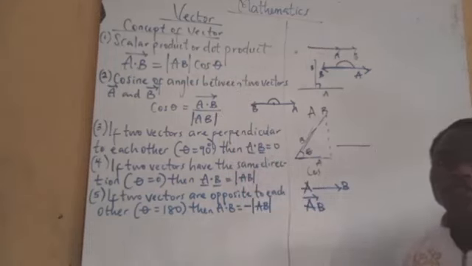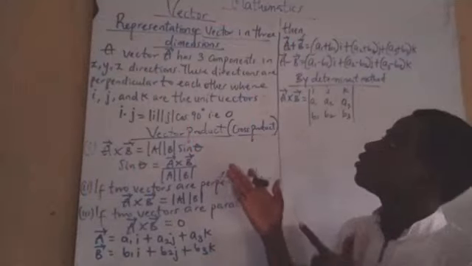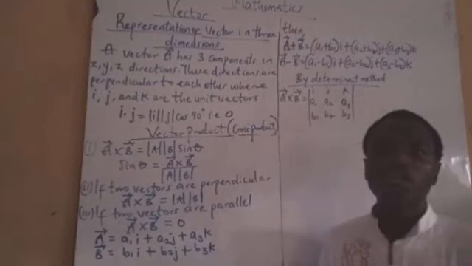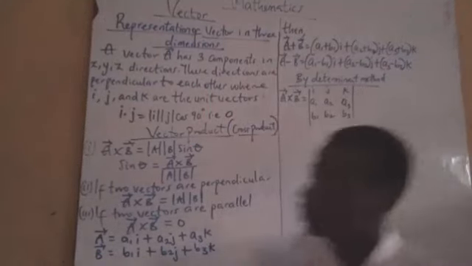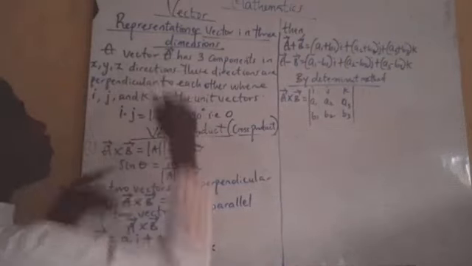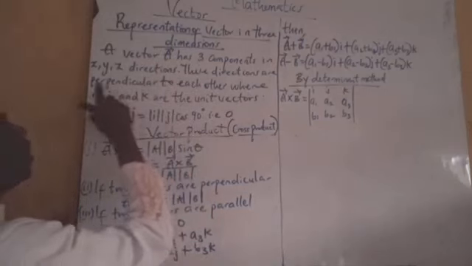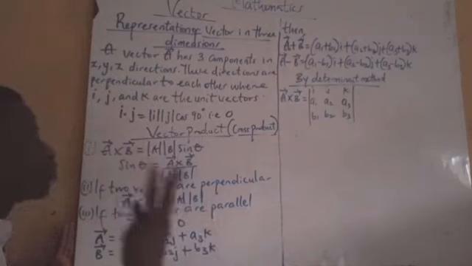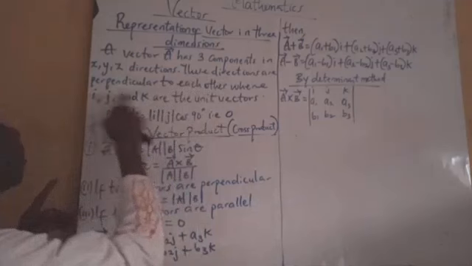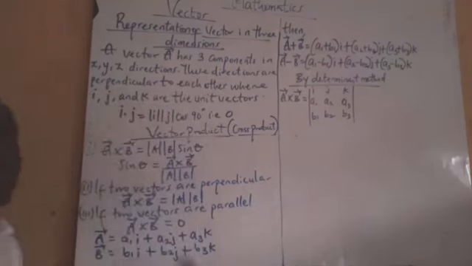Now I will try to move to the vector product as well. So I've explained the scalar. Now talking about the representation of vector in 3 dimensions, before I explain the vector product. Now a vector A, you can see this is a vector A that has an arrow showing that it's a vector. So a vector A has 3 components in x, y, z direction. Now these directions are perpendicular to each other, where i, j, and k are the unit vectors.